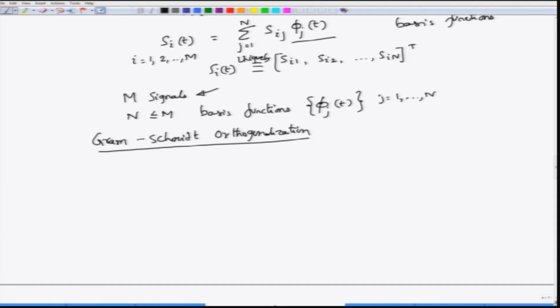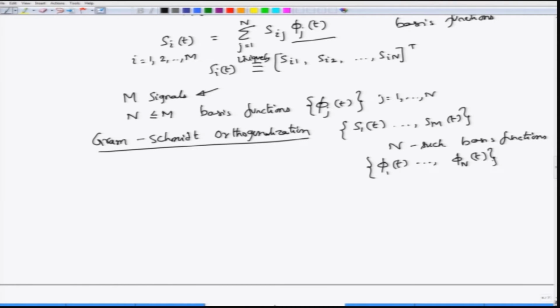So, this procedure allows you to get n basis functions from a given m waveforms. If I have given you, say, 16 waveforms, I should be able to find n, which is maybe 2, 8, 10, depending on the waveforms that I have been given. I should be able to find n such basis functions, which can be represented as phi 1 of t to phi n of t. This would be an efficient representation if n is less than m.